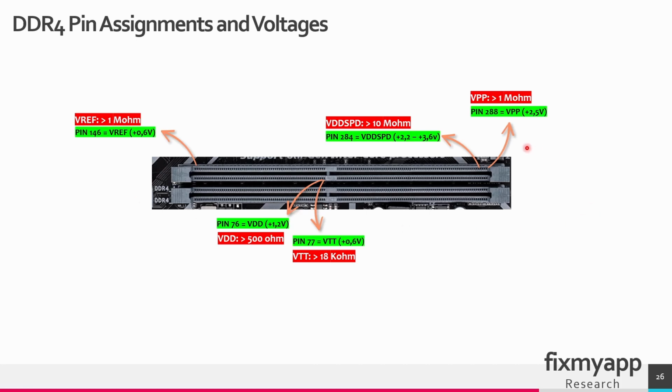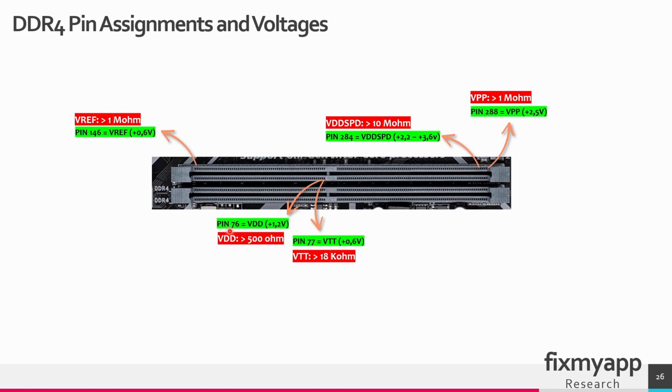This is a top view of the memory slot, and at pin 146 you can find the reference voltage of 0.6 volt and the resistance is higher than 1 mega ohm. Pin 288 is located here. It's called VPP 2.5 volt and the resistance is higher than 1 mega ohm. On pin 284 you can find the VDD SPD. It's between 2.2 volt and 3.6 volts and it's also higher than 10 mega ohms.